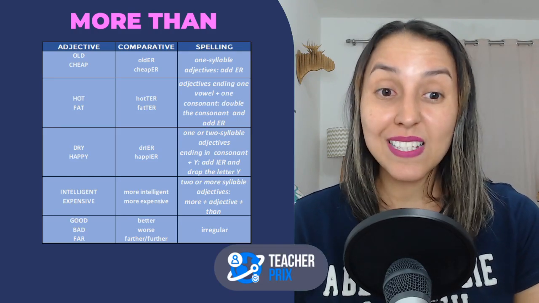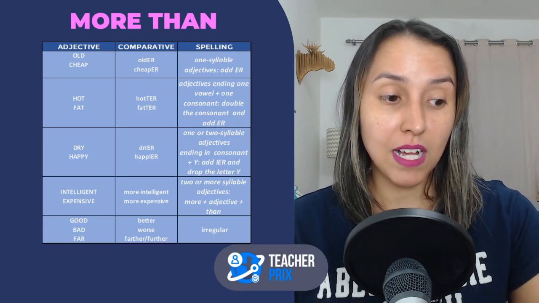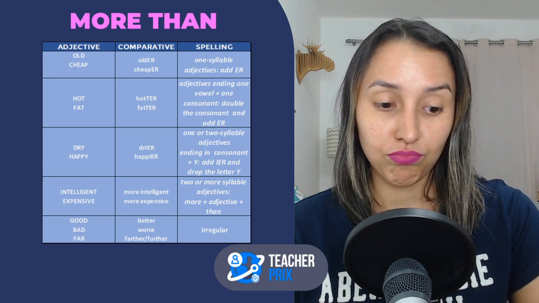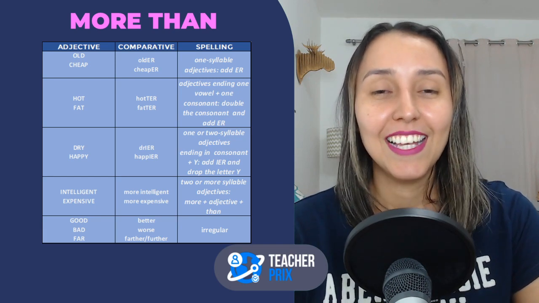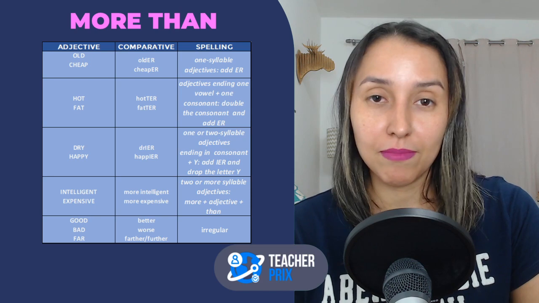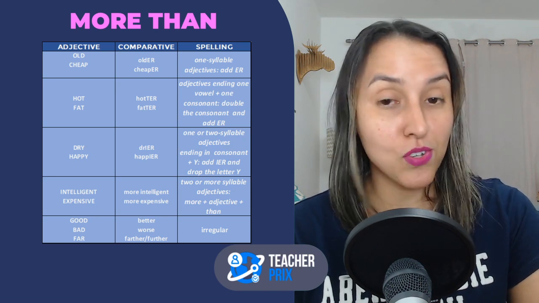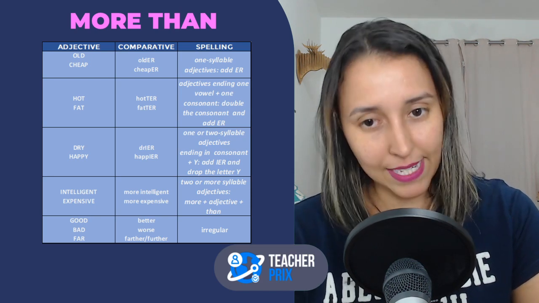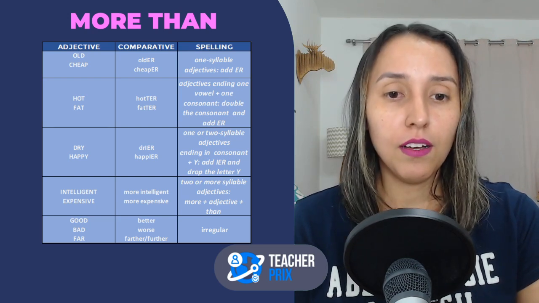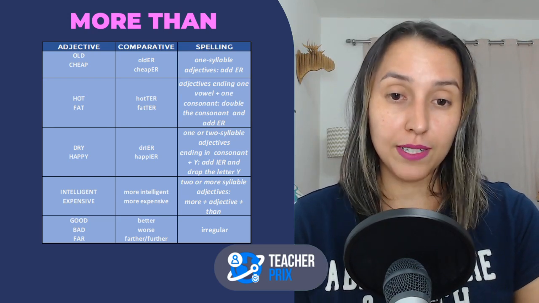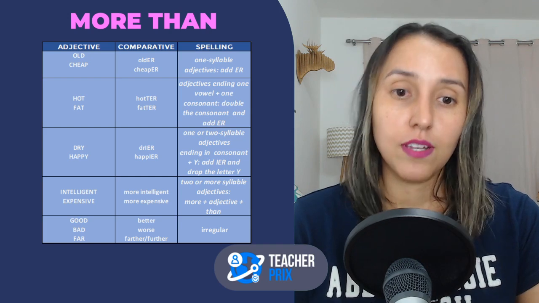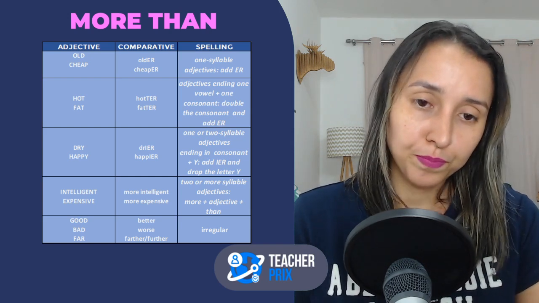My Italian is worse than my Portuguese. I am fluent in Portuguese because I'm a native speaker of Portuguese, but my Portuguese is not so good. But my Italian is worse. Far has two irregular form options, farther or further.